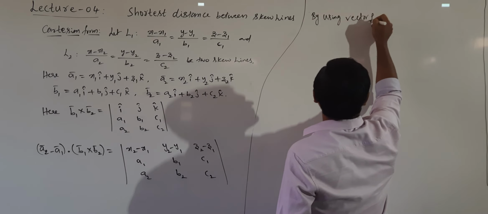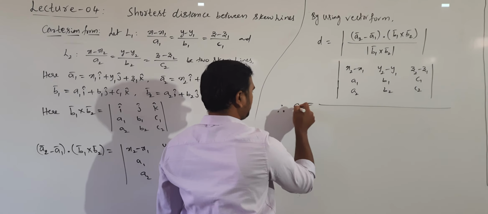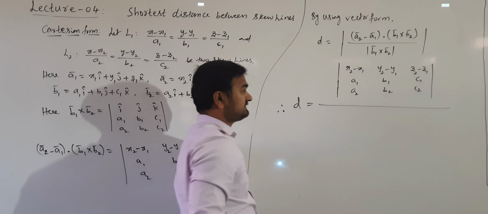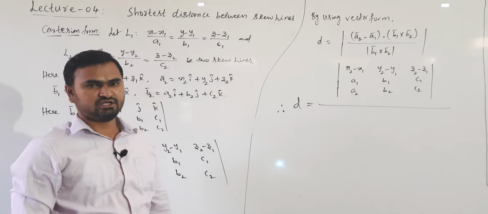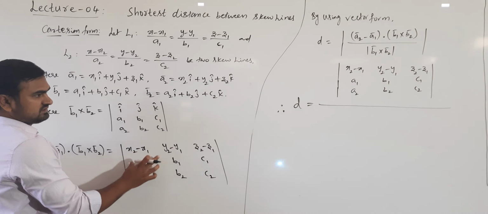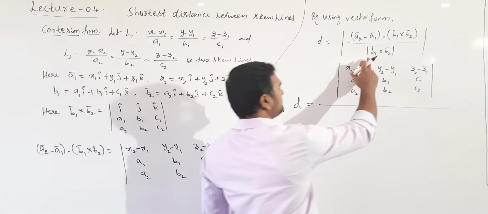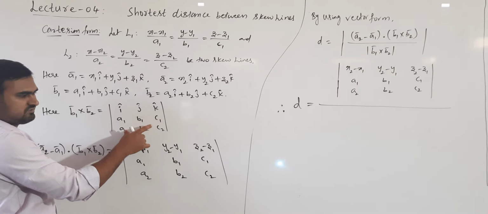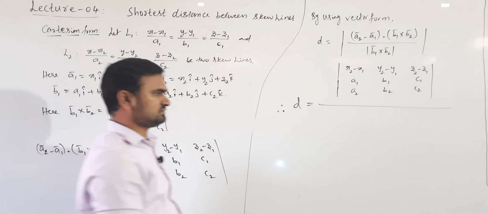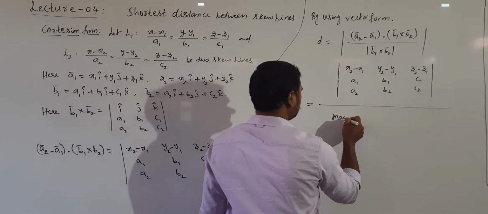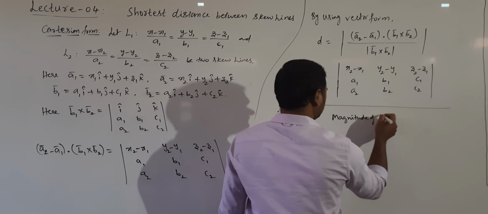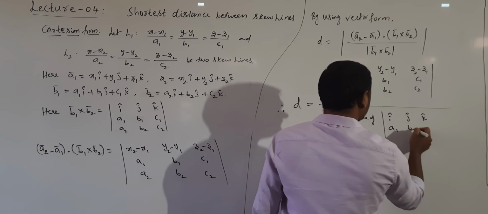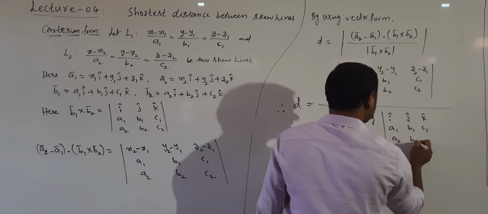Divided by, this is the numerator, determinant of x2 minus x1, y2 minus y1, z2 minus z1, a1 b1 c1, a2 b2 c2. Okay. This is the numerator. Denominator, it is a magnitude of b1 cross b2. We know b1 cross b2 is this vector. So after finding this vector, we have to take its magnitude. So denominator is magnitude of determinant of i, j, k, a1 b1 c1, a2 b2 c2.